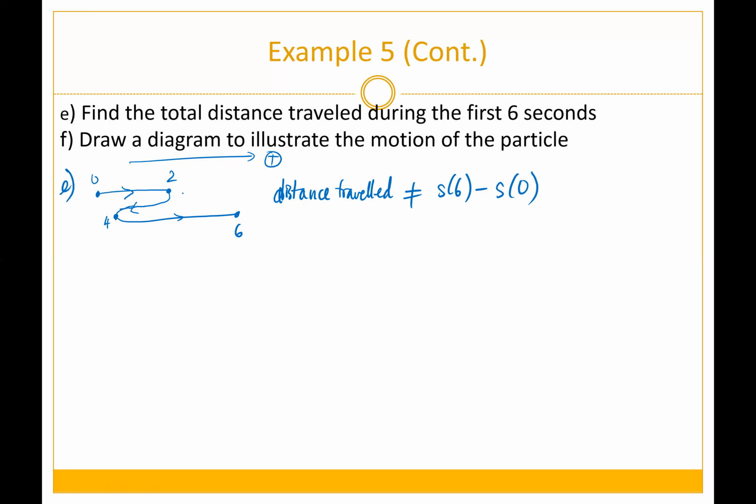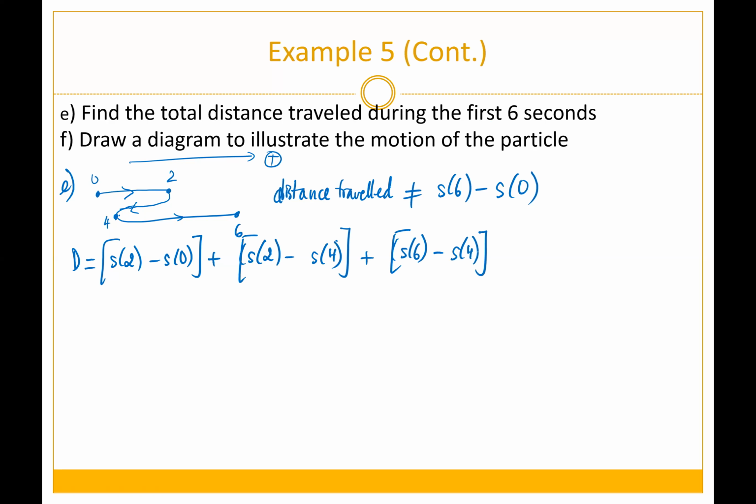The distance traveled is equal to s2 minus s0 first. This is the first part. Then you have s2 minus s4, because you're going backward, so the distance is going to be from here minus here. And then you have s6 minus s4, because now it's come back to the positive direction.